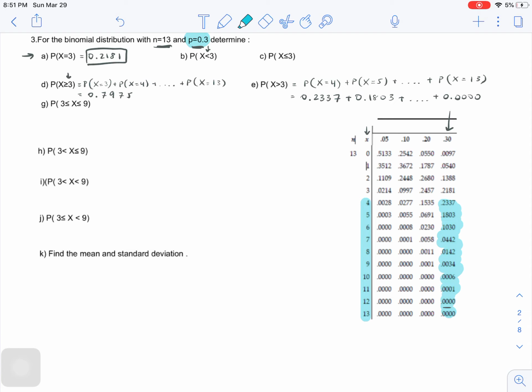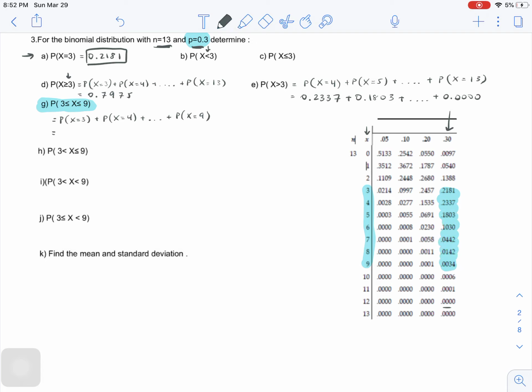Next, we're having some more fun. Now we want the probability that x is between 3 and 9. So the probability that x is greater than or equal to 3 and less than or equal to 9. So let's highlight those x values. So greater than or equal to 3, less than or equal to 9. So that's these values of x. So the probability that x equals 3 plus the probability that x is 4 plus the probability that x is 5, and so on till I get to 9. So I'll highlight the correct probabilities here.